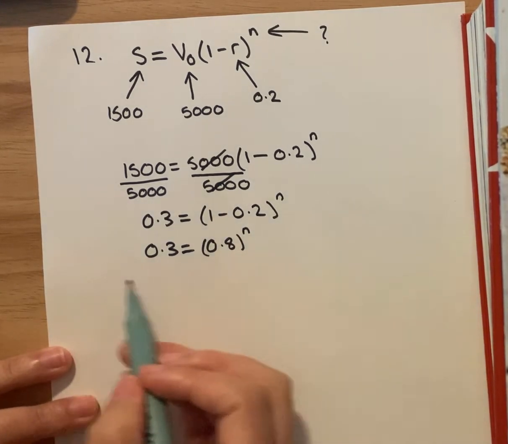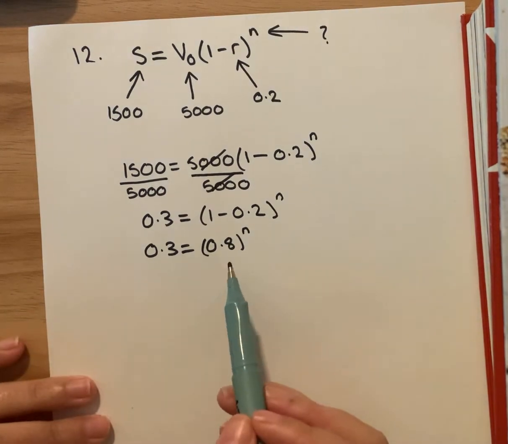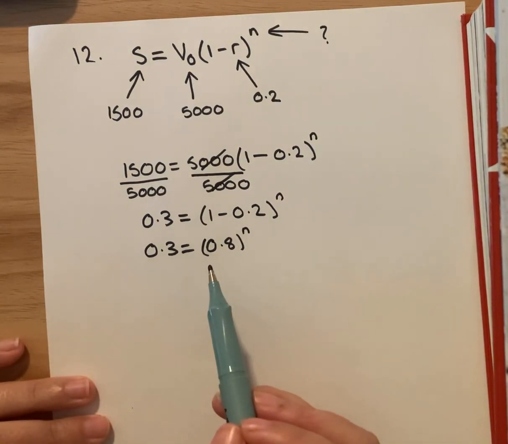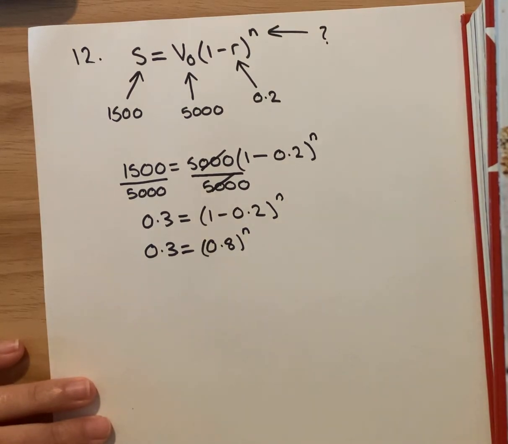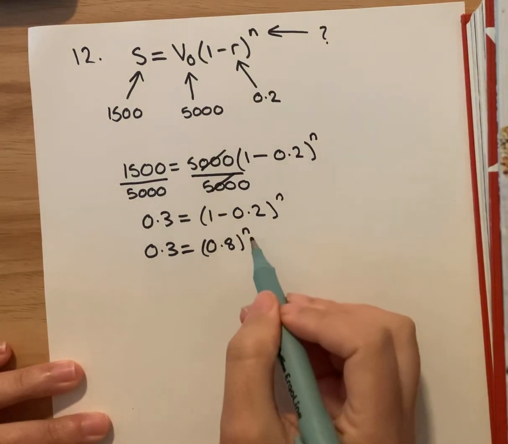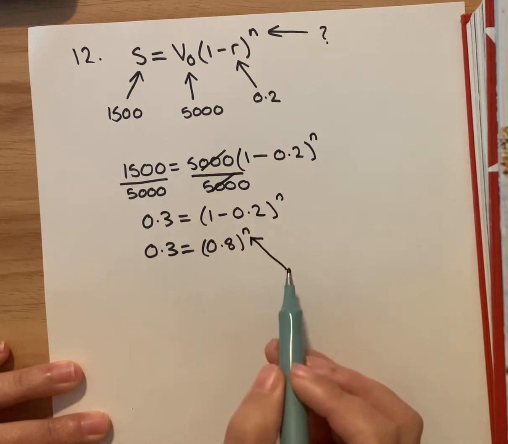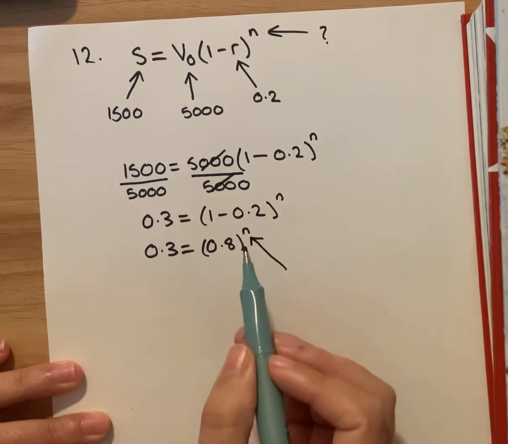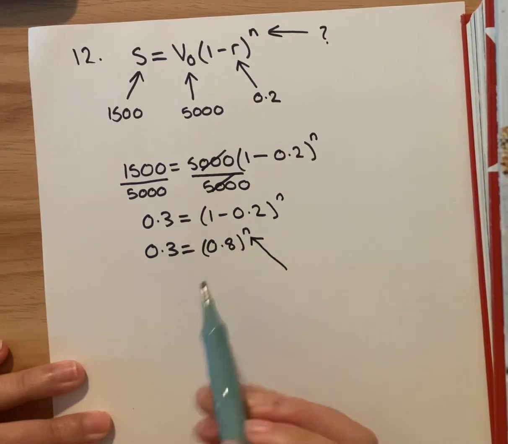All right, so now we've got this equation here, and we don't really know how to undo this part. So what the solutions actually tell you to do is trial and error again. This quiz loves its trial and error questions. So we're just going to substitute in values of n. We can substitute in n is 1 year, n is 2 years, n is 3 years, and we're going to see if we get close to 0.3.